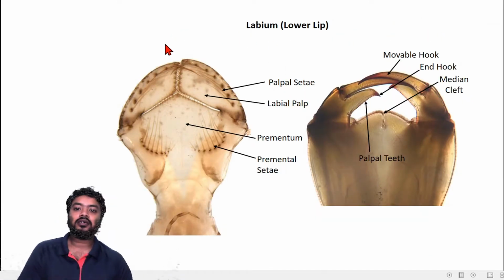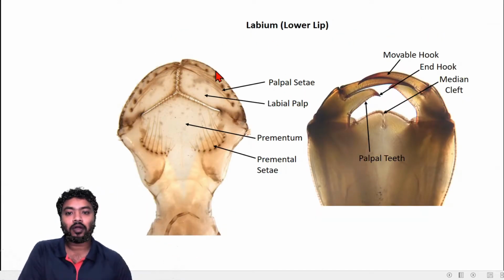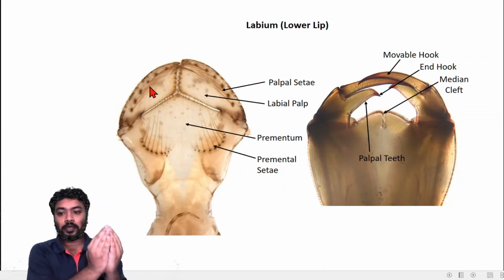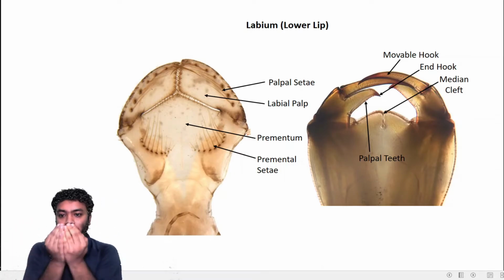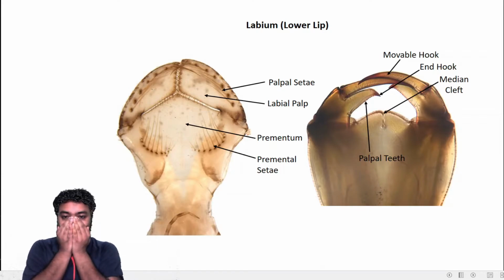Okay, so this is a magnified photograph of a labium. This is a labium of the family Libellulidae. That's why this is spoon shaped. So the shape is like this. Like this, it covers the face. It covers the face like this.